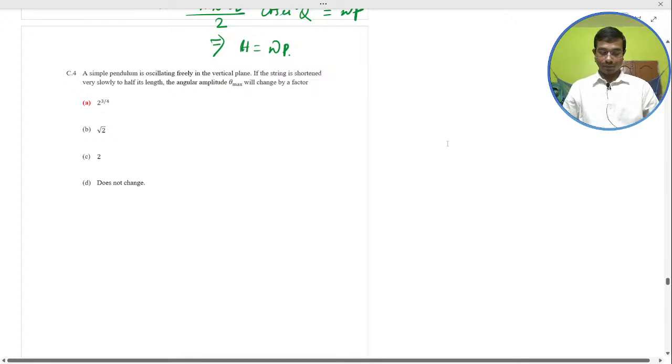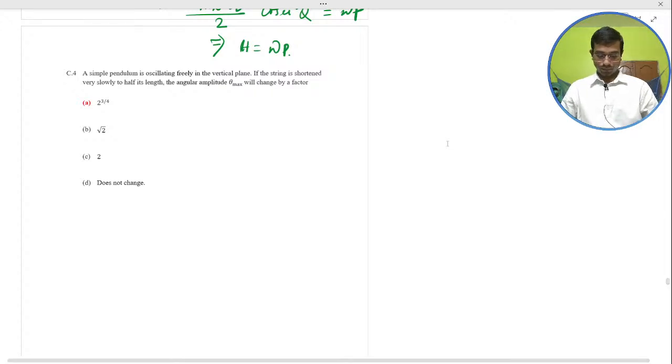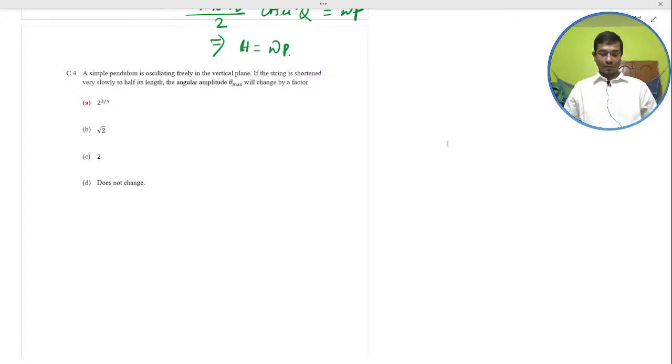Next, question number 4. A simple pendulum is oscillating freely in the vertical plane. If the string is shortened very slowly to half of its length, the angular amplitude theta max will change by the factor of what? Very important question. Energy should be conserved. Simple concept.